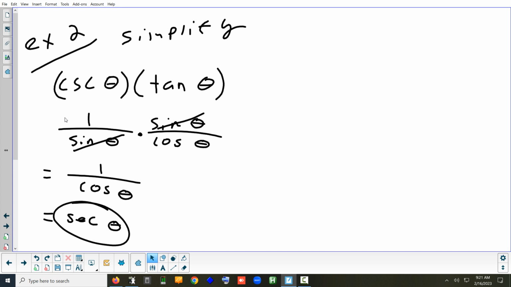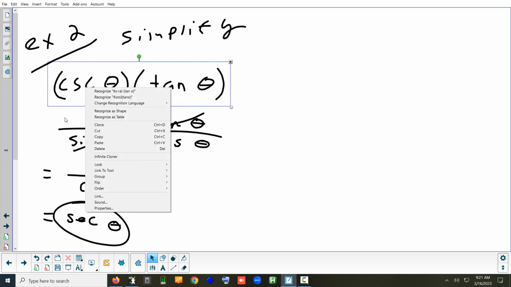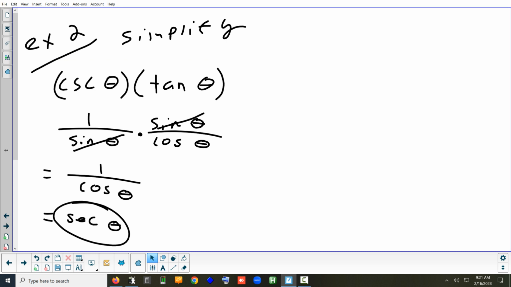If we get 1 over sine, that comes from the formula for cosecant. It's a reciprocal identity. So this is all about substitution. You take something and you substitute in something that it's equal to, it's always going to be one of those 11 formulas from the other page. I think there were 11. Yeah, there were 11.